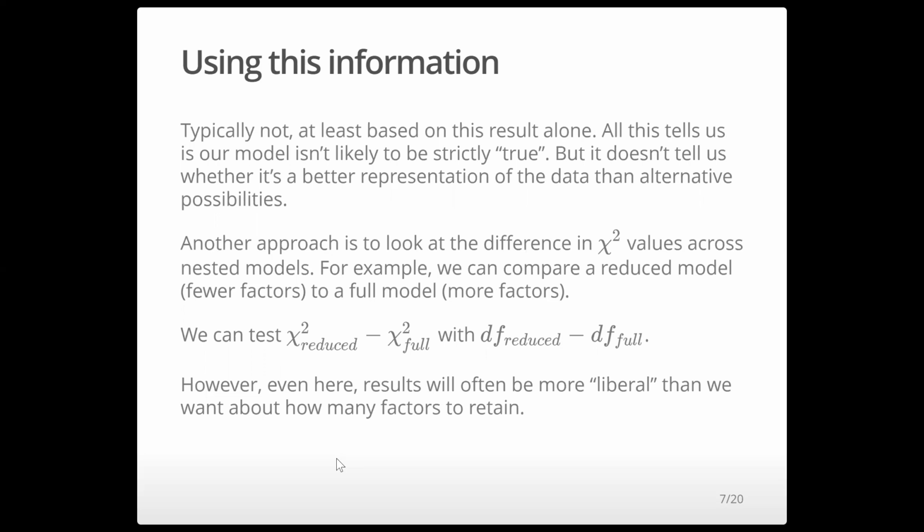Another approach is to look for differences in chi-square values across nested models. So we can compare a reduced model with fewer factors to a full model with more factors. So we can test the chi-squared of the reduced model minus the chi-squared of the full model with the degrees of freedom equal to the difference between the degrees of freedom in the reduced and the degrees of freedom in the full model. But even here, our results are often going to be more liberal than we want about how many factors we want to retain. It's often going to tell us that we want to keep as many factors as we can, as many factors that we have degrees of freedom for.